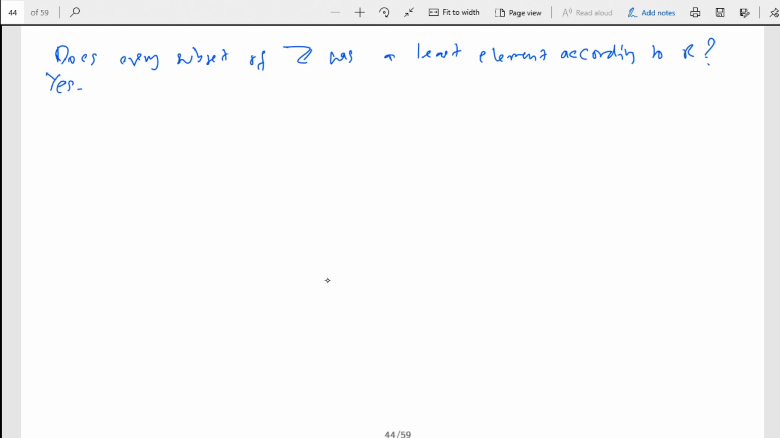So let A be a subset of Z, a set of integers, and A is not empty, right? So if A is not empty, then let's say x be an element of A.